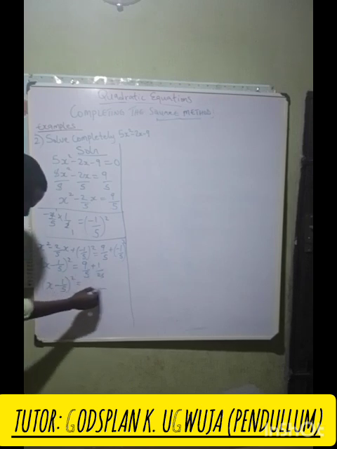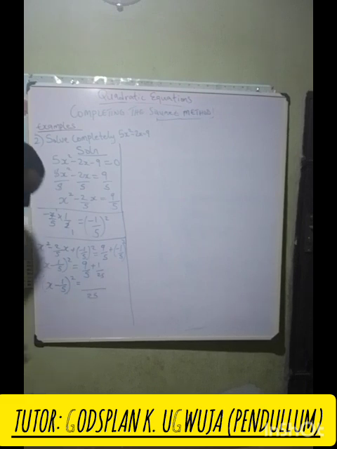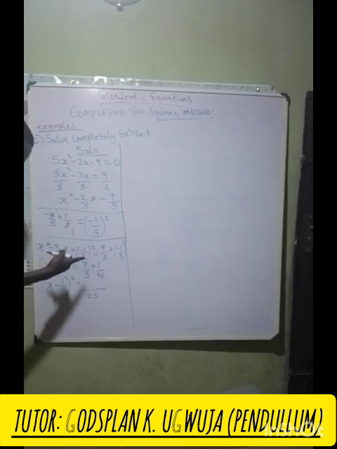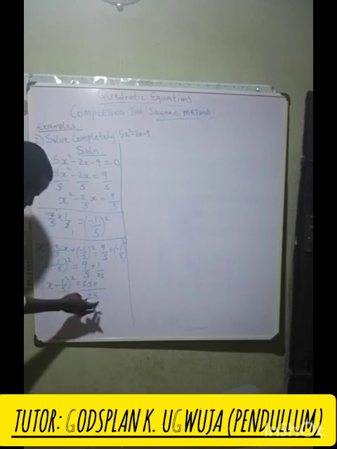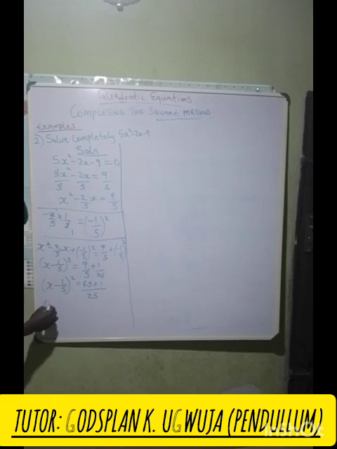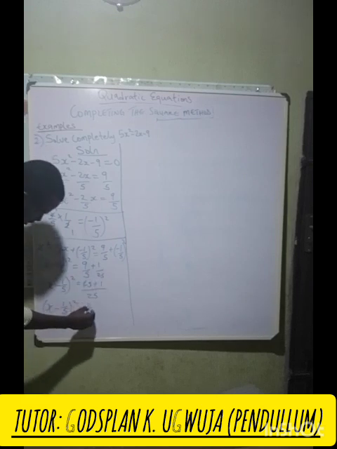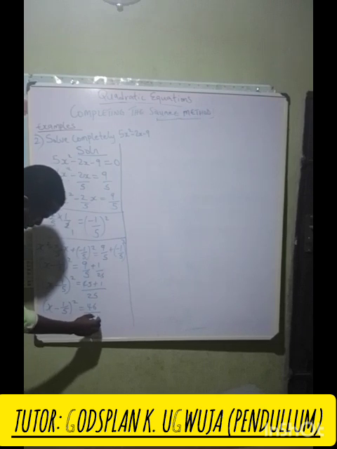The LCM of 5 and 25 is 25. 25 divided by 5 is 5. 5 times 9 is 45. Plus 25 divided by 25 is 1, 1 times 1 is 1. So I still bring this down again. Now 45 plus 1 is 46 all over 25, right?